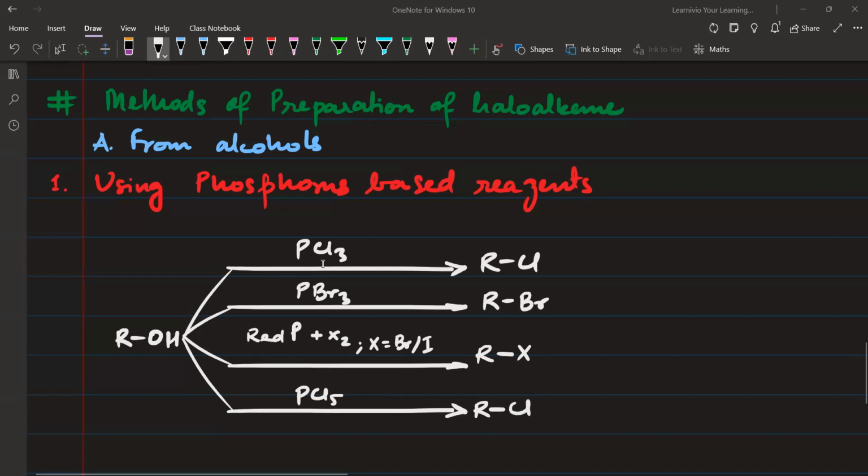So all of these are what? Phosphorus-based reagents. Please copy this down. Raise your hand once you are done. Waiting for Amna. Amna, why are you getting disconnected? Sir, net problem probably. Raise your hand.